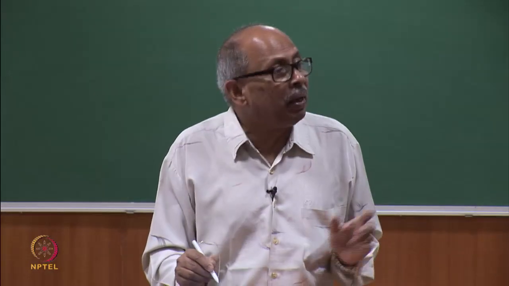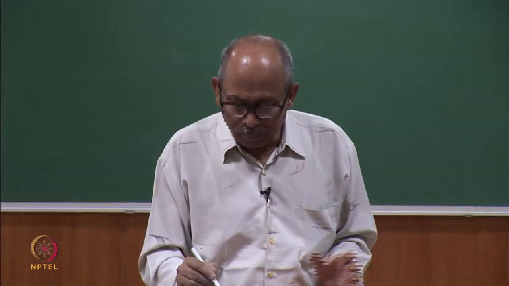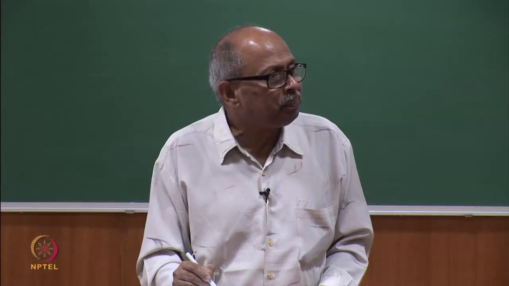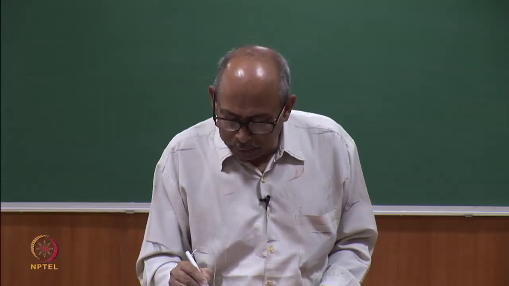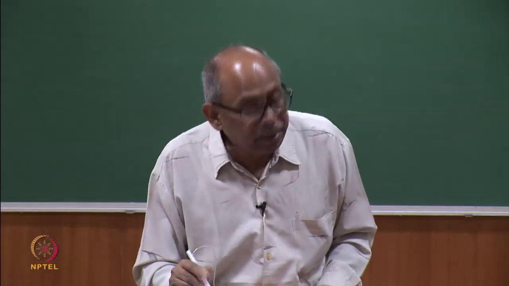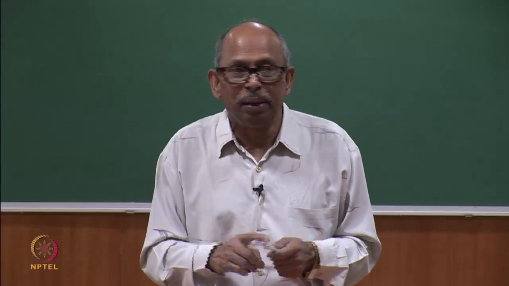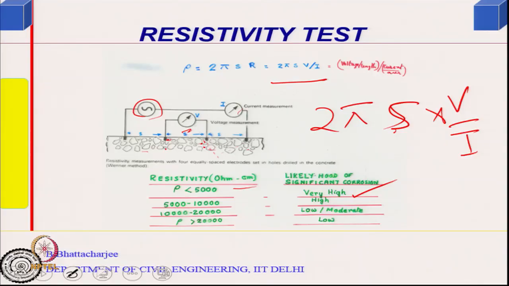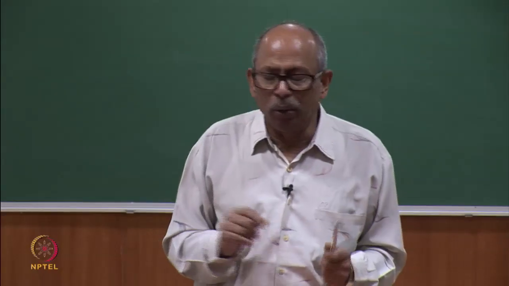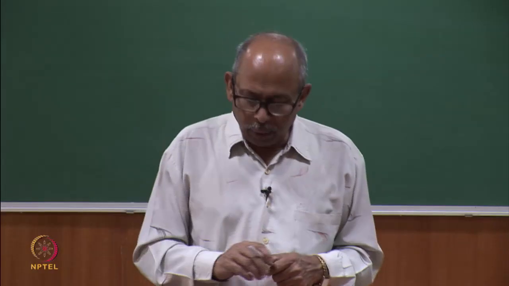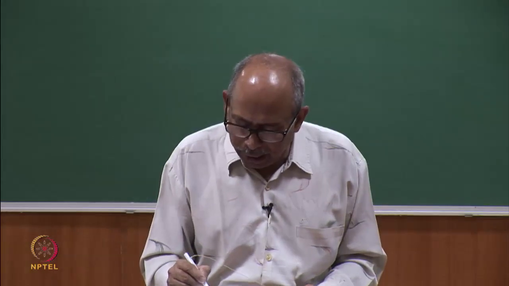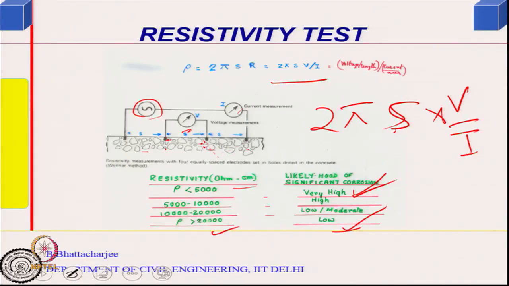If the resistivity is very low, less than 5000 ohm centimeter, you say that resistivity is low, meaning current can pass, so the risk of corrosion is very high. If the resistivity is very high, more than 20,000, there is very low possibility of corrosion occurring. So, low risk of corrosion or high risk of corrosion, depending upon the resistivity value.